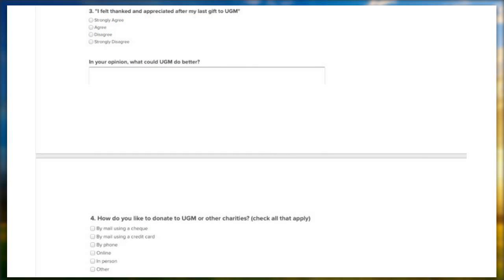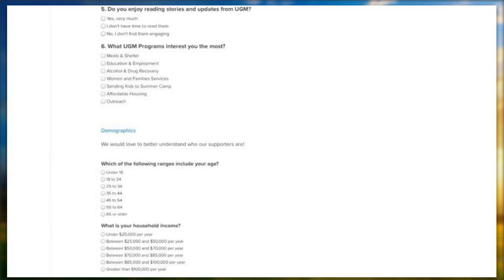They follow up with an open-ended question asking, in your opinion, what could we do better with regards to stewardship? And in the fourth question, they ask, how do you like to donate to UGM and other charities? So again, trying to understand donors' preferences so that they can be really donor-centered in the work that they're doing.